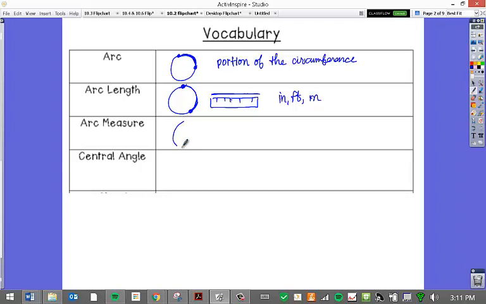Whereas the arc measure has to do with degrees. Arc measure has to do with degrees. So it'd be like 100 degrees or something.